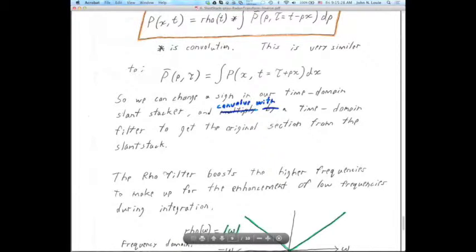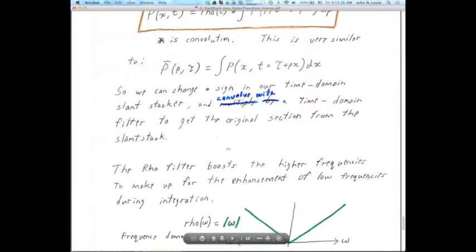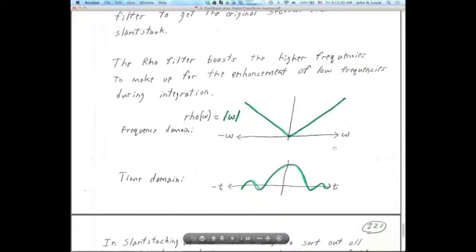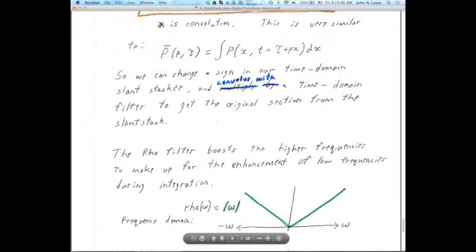Okay, so there's the recipe: change the sign in our time domain slant stacker, and convolve with a time domain rho filter. The rho filter boosts the higher frequencies to make up for the enhancement of the low frequencies during an integration.